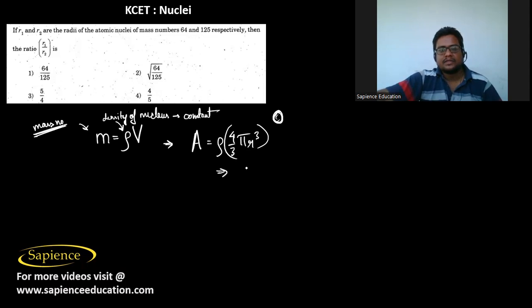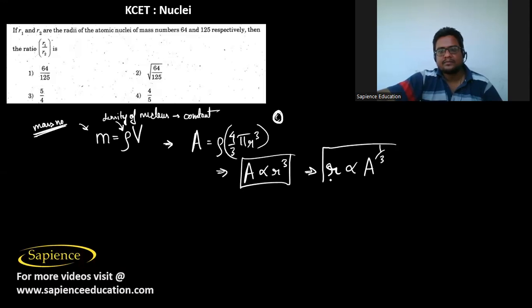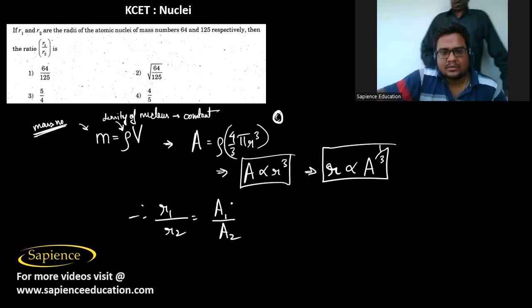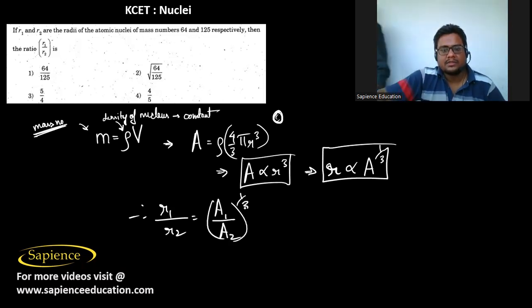So therefore, we can say that A is proportional to r cube. The mass number is proportional to the cube of the radius of the nucleus, or you can say the radius of the nucleus is proportional to A to the power 1 by 3. So therefore, R1 by R2 will be equal to A1 by A2 power 1 by 3.